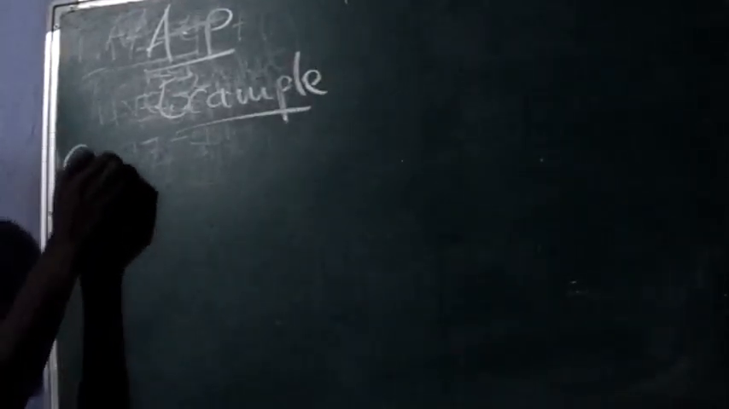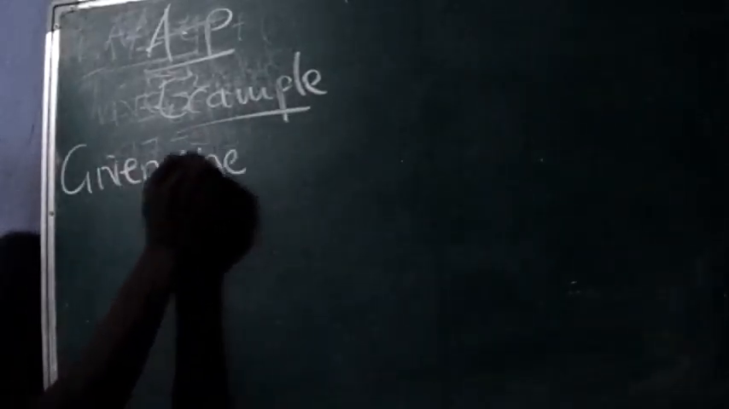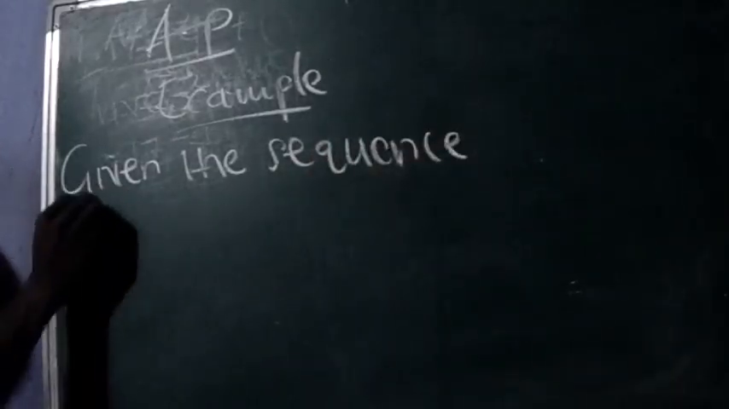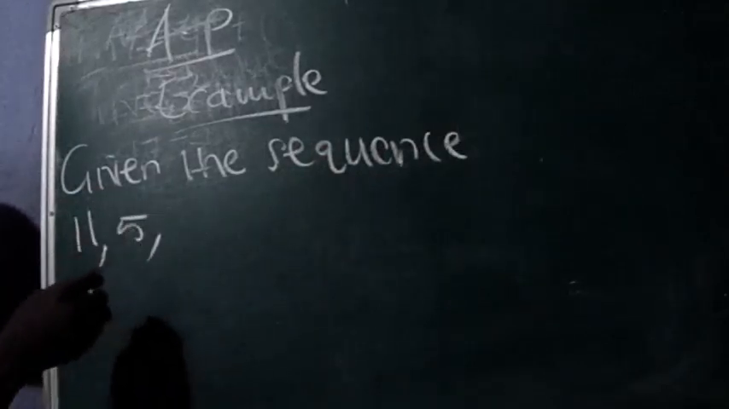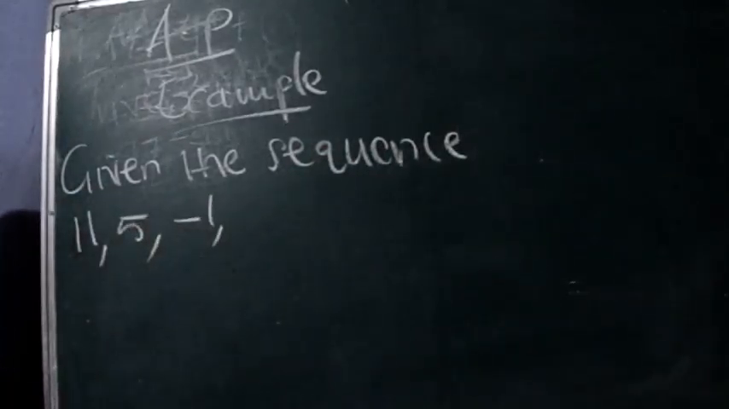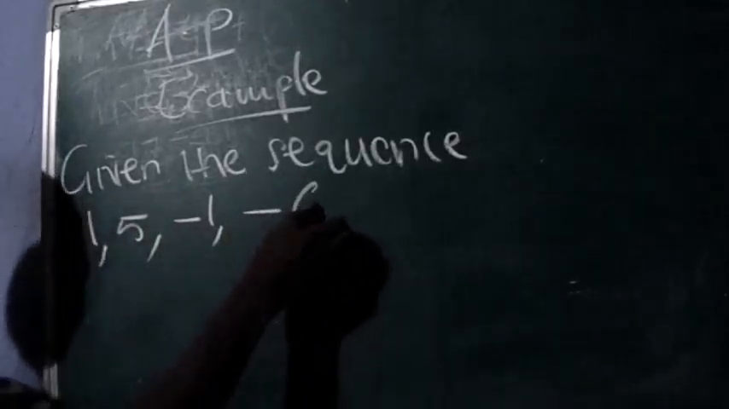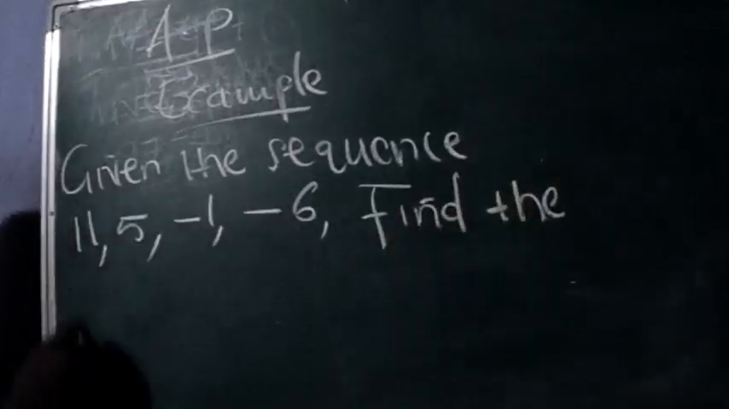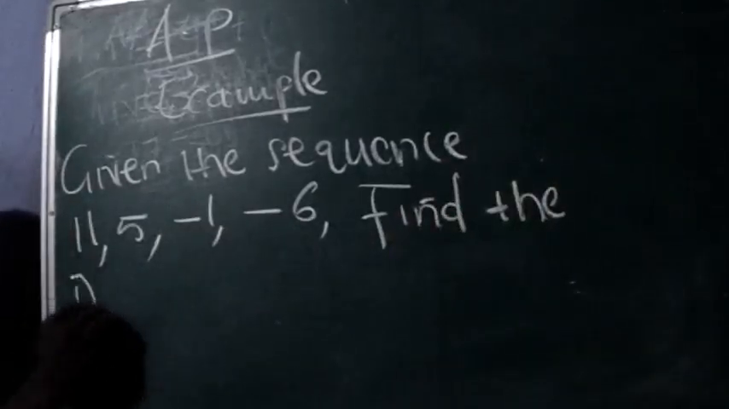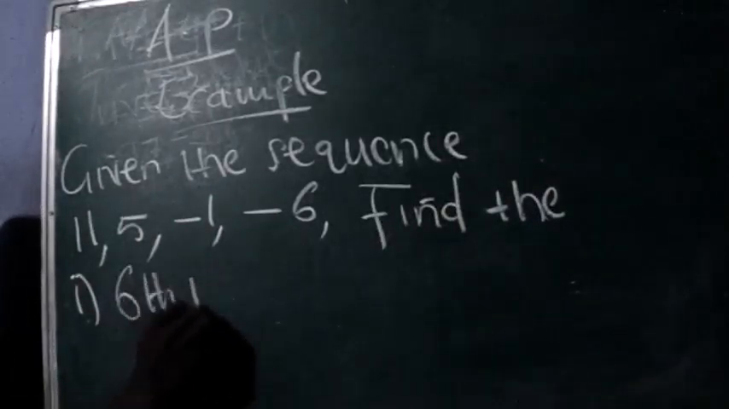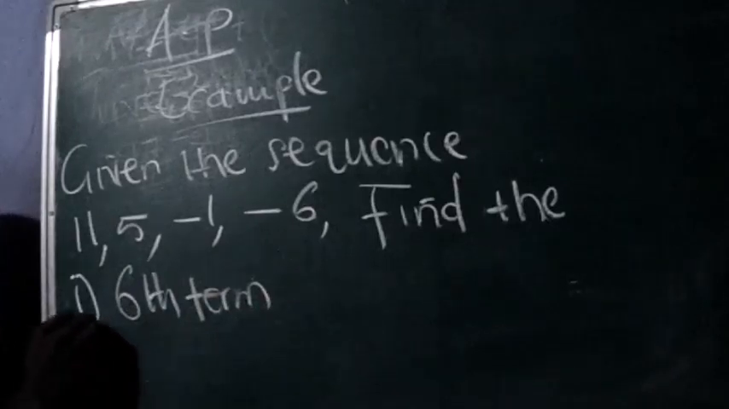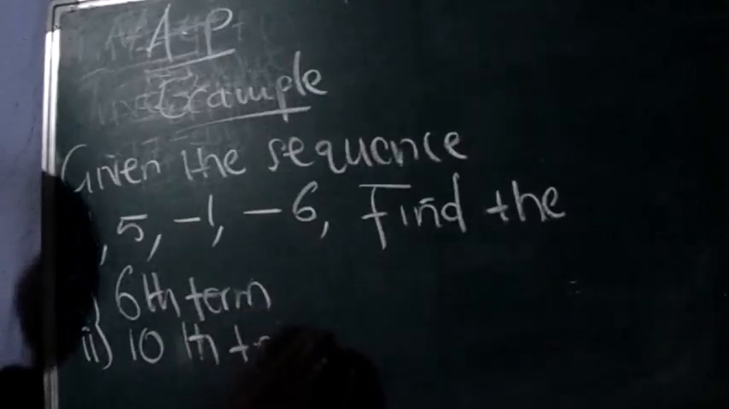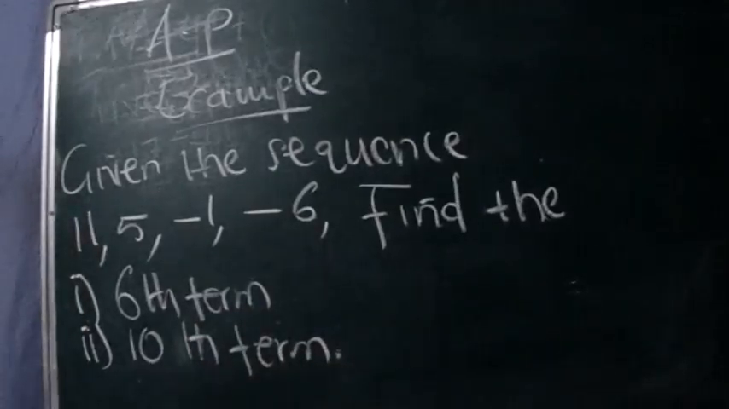An example says: given the sequence 11, 5, -1, -6, find the 6th term to the 10th term. So these are our two examples that you have been given in this question.